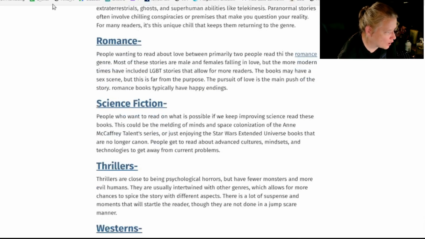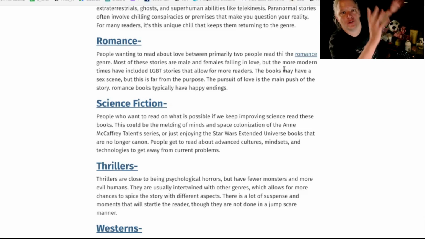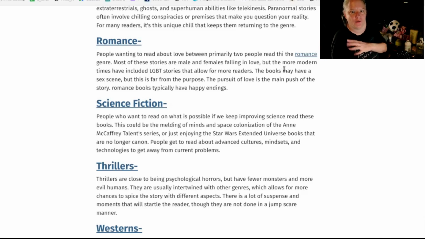Romance is next. People wanting to read about love between two people read the romance genre. Most of these stories are male and females falling in love, but the more modern times have included LGBT stories that allow for more variations of that theme. The books may have a sex scene, but this is far from the purpose. The pursuit of love is the main push of the story. Romance books typically have happy endings. In other words, the two people that form the relationship live happily ever after.